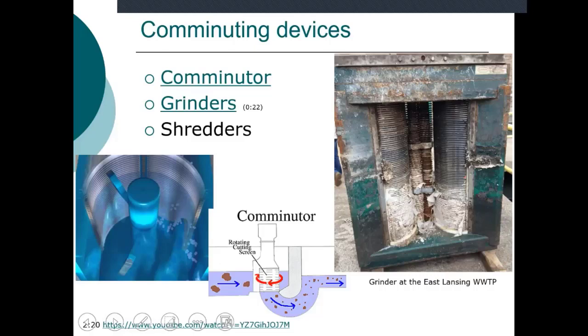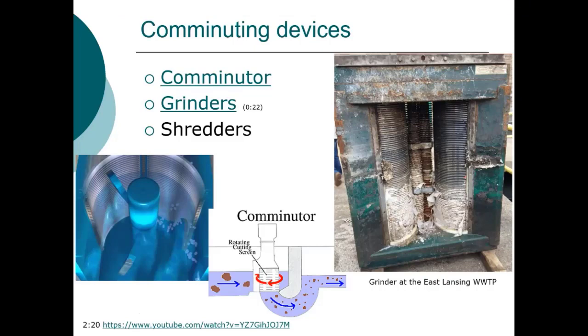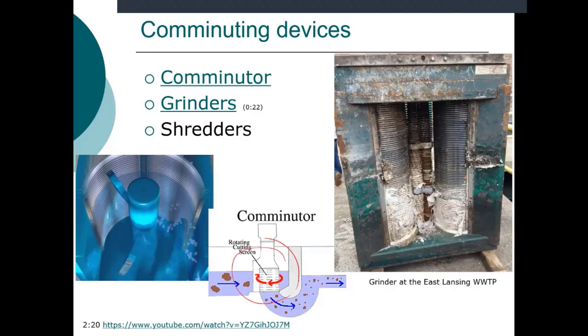We also have comminutors, and these are devices that essentially try and grind up the material so that it doesn't clog the pumps or the piping network downstream. And you can see here we've got a comminutor right here, essentially in the pipe. This is the grinder from the East Lansing wastewater treatment plant. I took the picture on one of the tours of the plant.